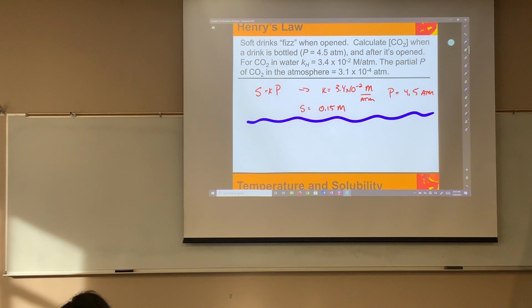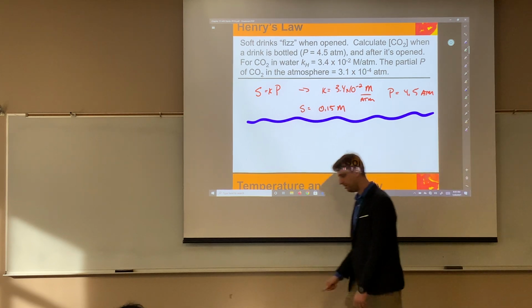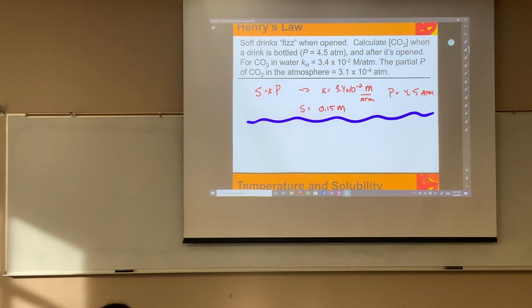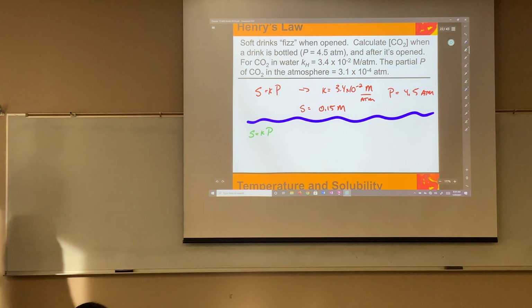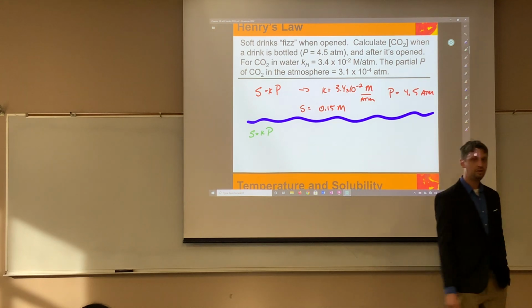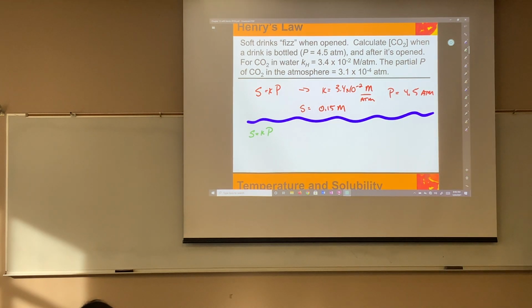So we said when it's bottled up, it's got that pressure. And then I open it up, and it gives us the pressure of CO2 in the atmosphere. So we assume that it opened up and it fizzes. So we set up a second equation of S equals Kp. Does our constant change? No. I'll give you a hint, it's called a constant. The constant's not going to change. What is going to change though?